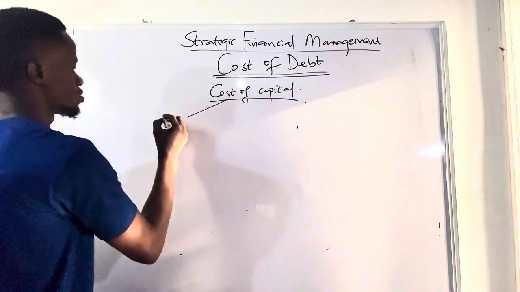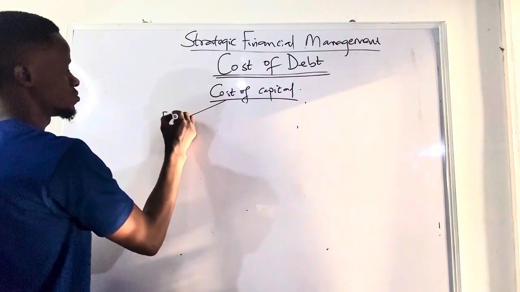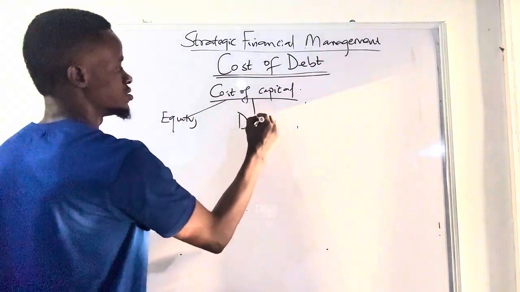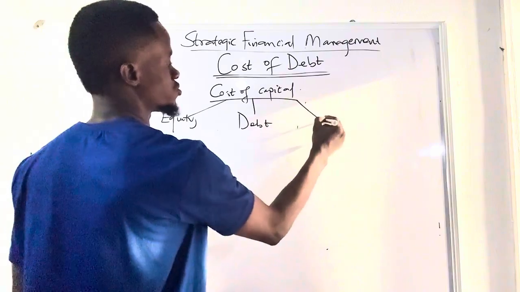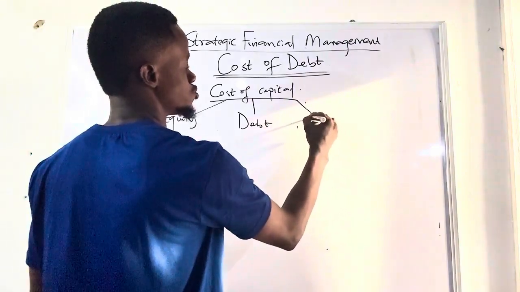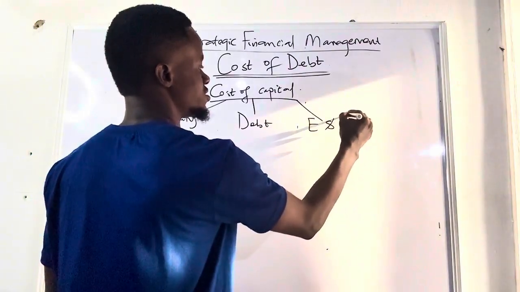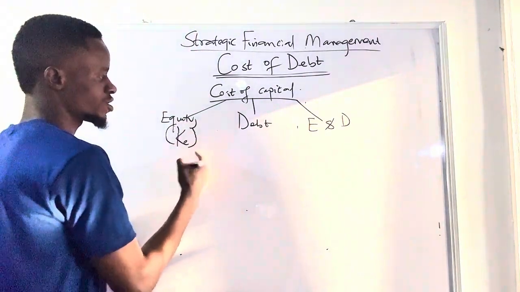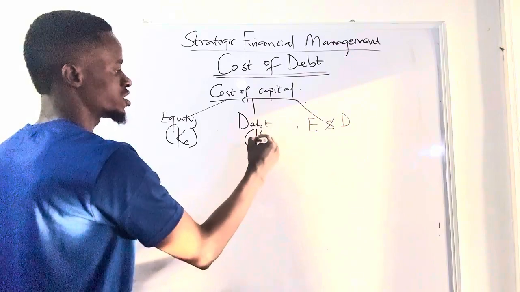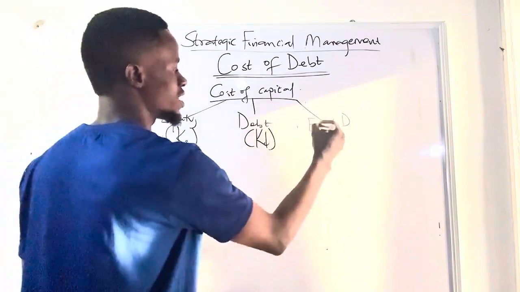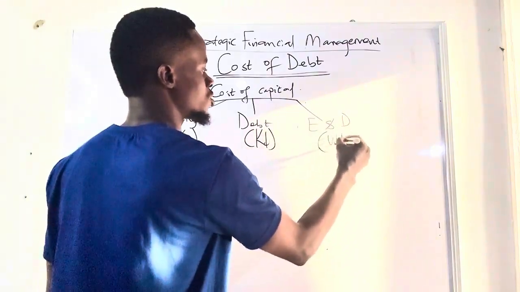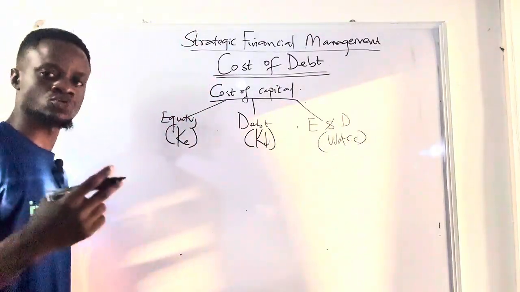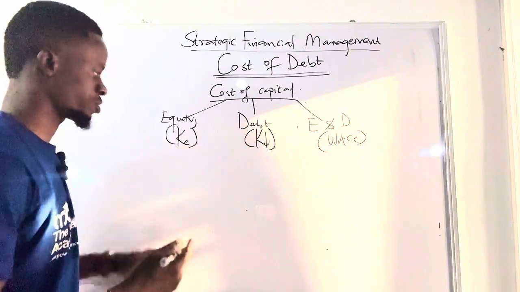So we talked about equity, talked about debt, and talked about the two, equity and debt. And equity is KE, cost of equity, cost of debt is KD, and these two together are called WACC. And I've explained to you that there are two approaches to determine cost of equity.